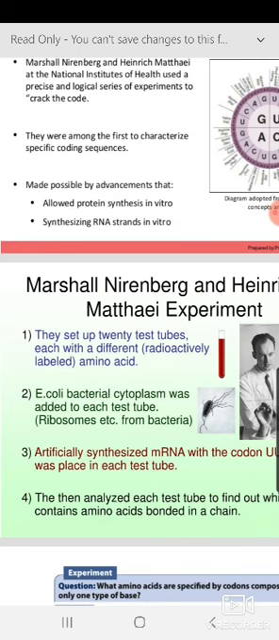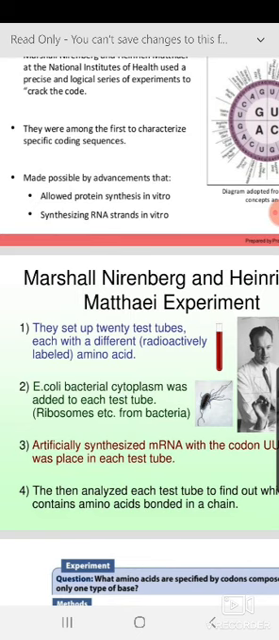E. coli bacterial cytoplasm was added to each test tube, that is the cell-free extract. How did they develop the cell-free extract? They treated E. coli cells with alumina powder or glass beads. That will break the cell membrane, and then they centrifuged it and took the soup. And they destroyed the indigenous nucleic acid with DNase treatment.